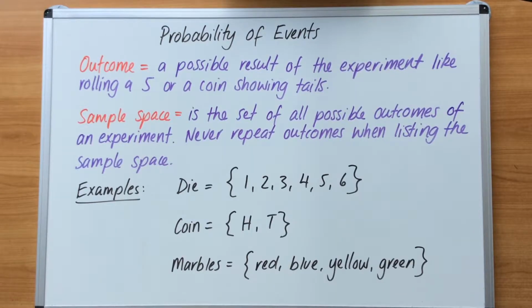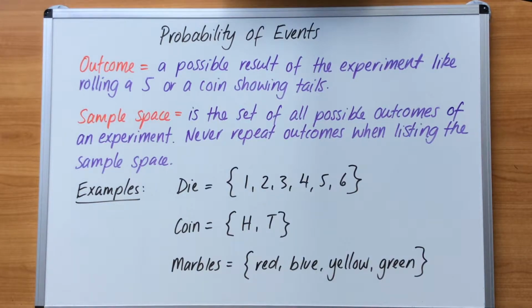So now we move on to the outcome. An outcome is a possible result of the experiment, like rolling a 5 or a coin showing tails. So that's like the answer, the result. So we do something, like flip a coin or toss a die, and the answer, or what shows up, is the outcome. The sample space is the set of all possible outcomes of an experiment. Never repeat outcomes when listing the sample space.